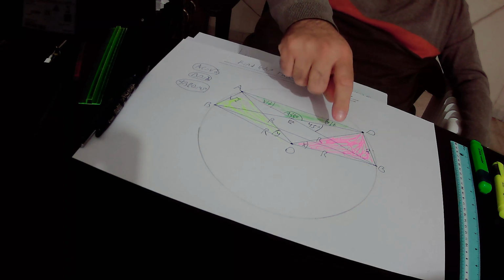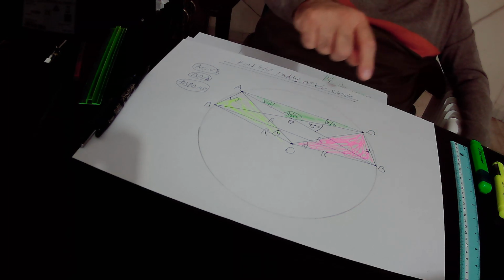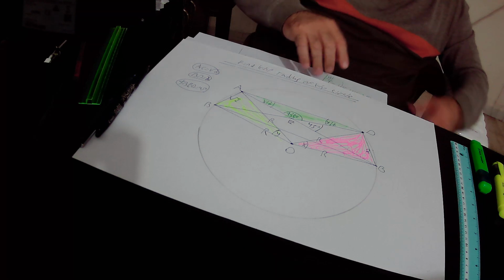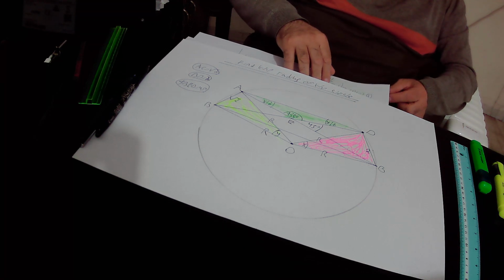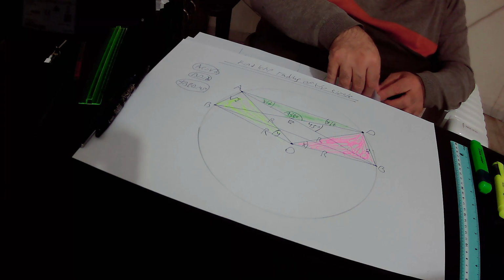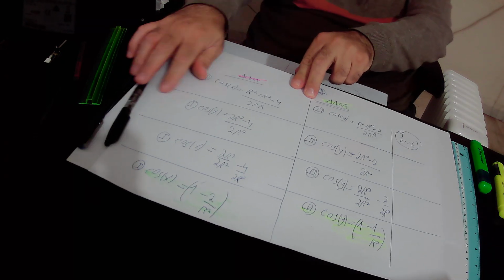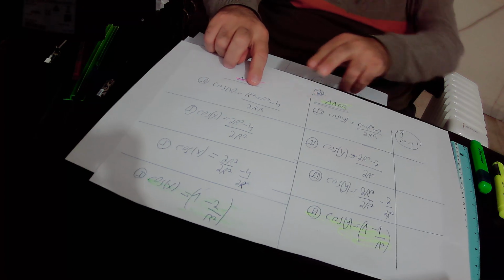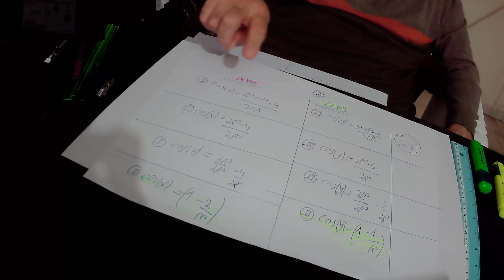So it is r squared plus 4 over 2 times r times r. Repeat again. In the pink triangle, triangle AODB, cosine x equals r squared plus r squared minus 4 over 2 times r times r.